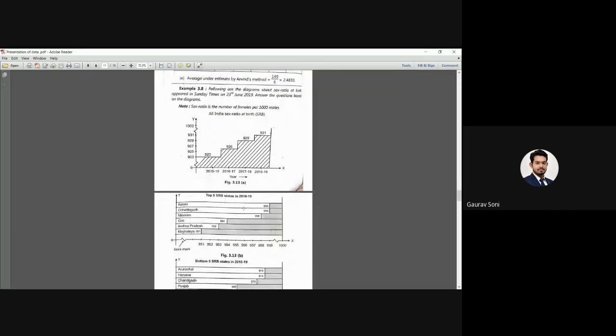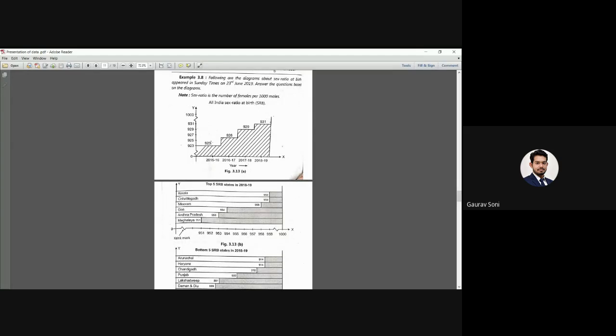So the second is a bit different. There is a series of graphs. The following are diagrams about the sex ratio at birth that appeared in the Sunday Times on 23rd June 2019. Sex ratio is the number of females per 1000 males. This is something that we already know. From 2015-16, it was 923. From 16 to 17, it became 926. 17 to 18, 929. And 18-19, it is 931.